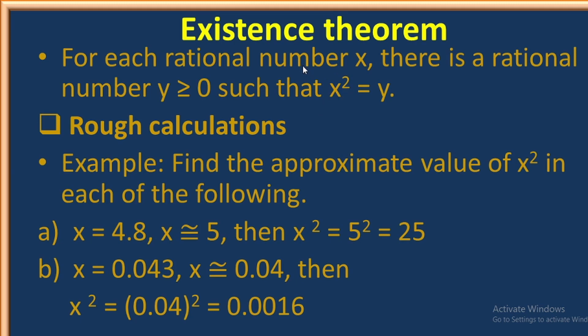So for each rational number x, there is a rational number y such that x square is equal to y. Whenever you take any rational number x, there is a rational number y such that x square is equal to y.